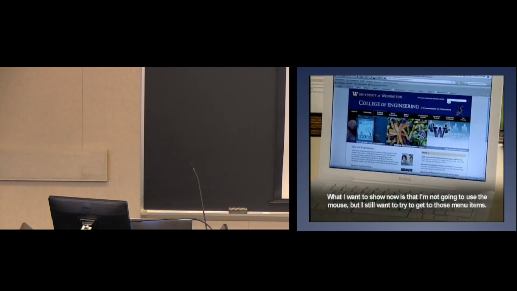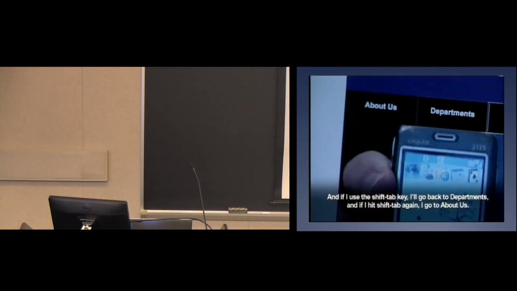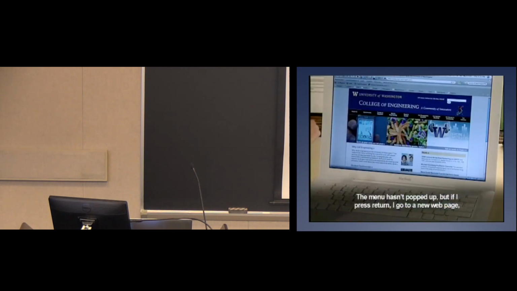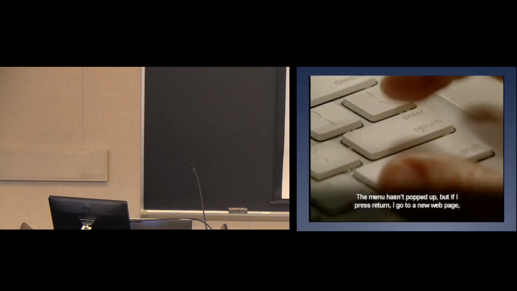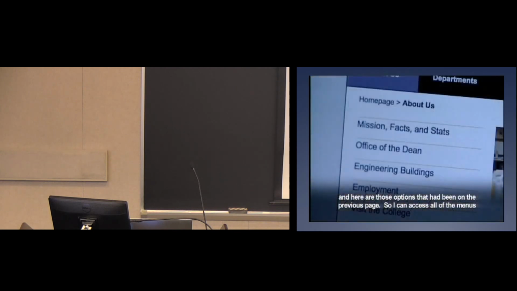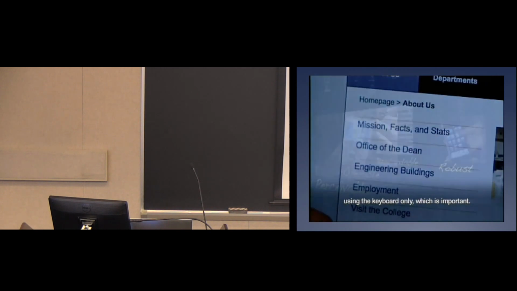What I want to show now is that I'm not going to use the mouse, but I still want to try to get to those menu items. And if I use the Shift-Tab key, I'll go back to Departments, and if I hit Shift-Tab again, I go to About Us. The menu hasn't popped up, but if I press Return, I go to a new web page, and here are those options that had been on the previous page. So I can access all of the menus using the keyboard only, which is important.